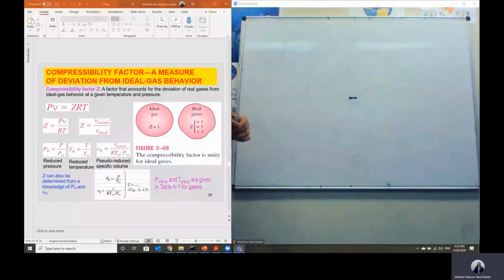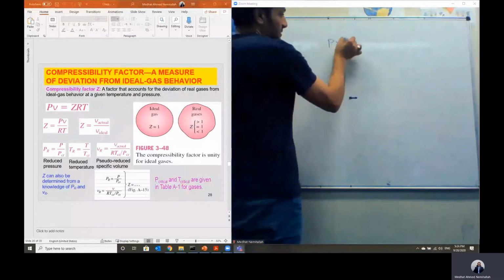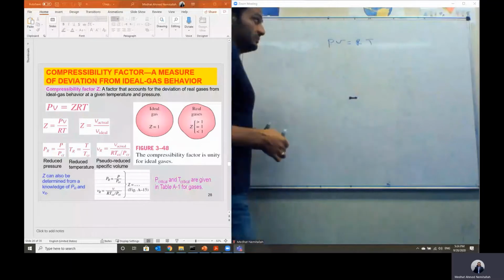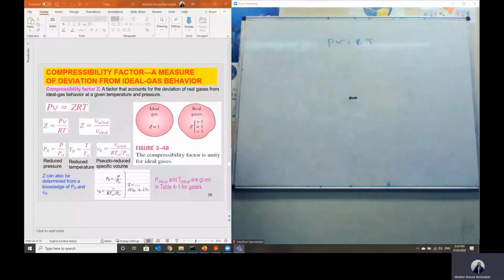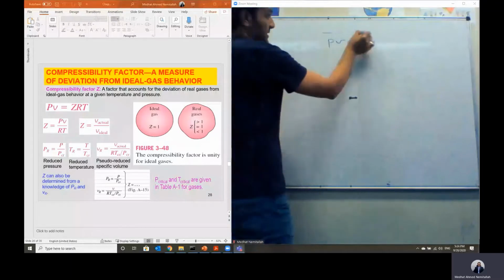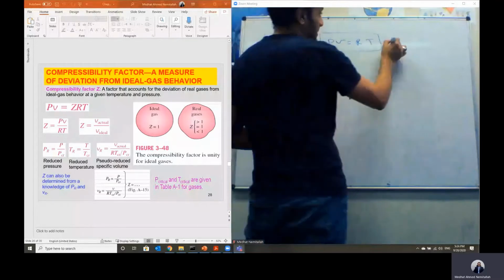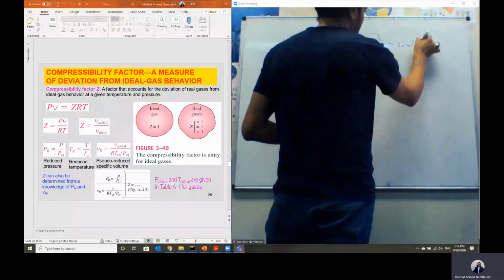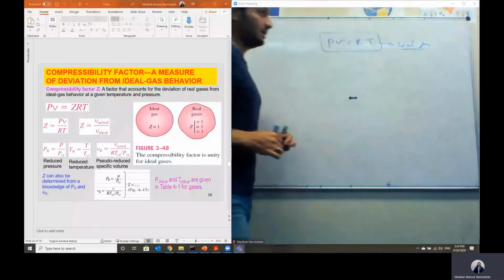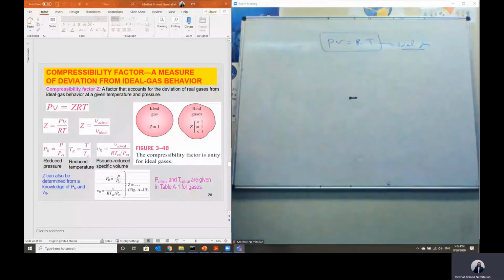We said last time also that we have another substance, which is the ideal gas, and we applied the ideal gas equation of state, which states that PV is equal to RT. We call this the ideal gas equation of state. This equation is applied when we have an ideal gas. But how can we define the ideal gas condition?